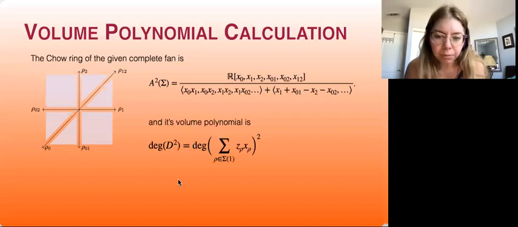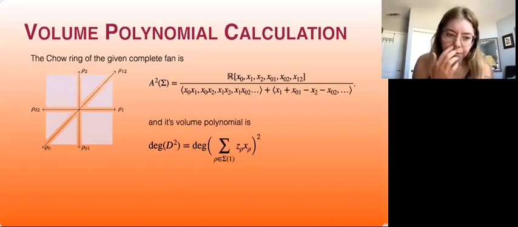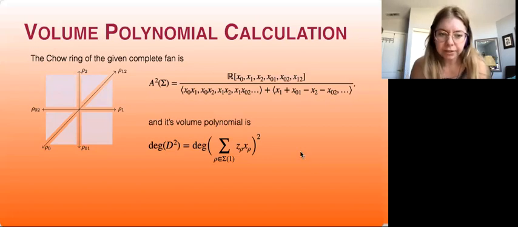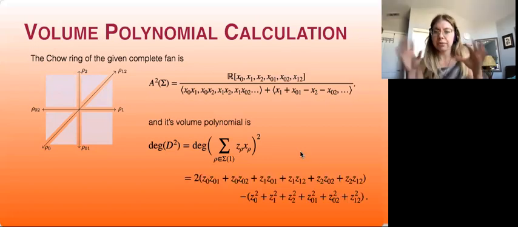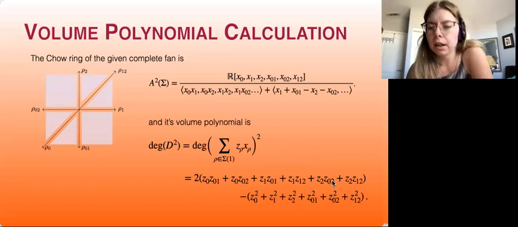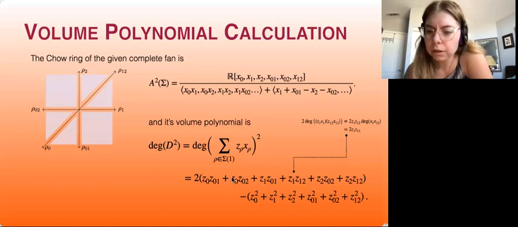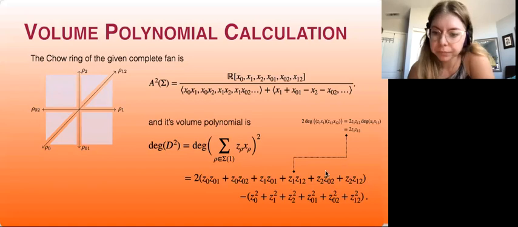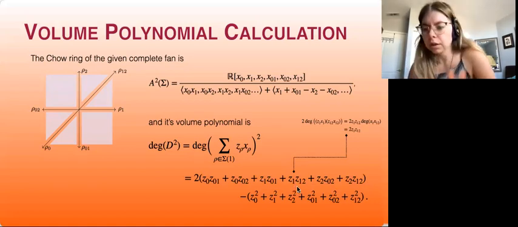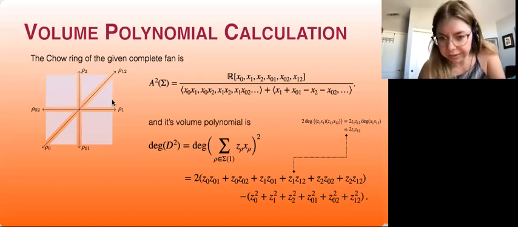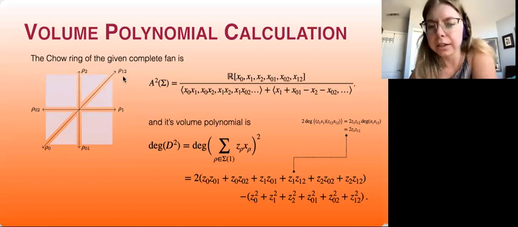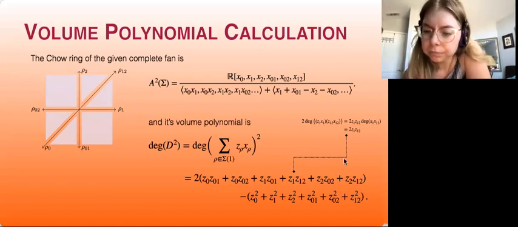The volume polynomial takes in this linear polynomial, squares it, and takes the degree map to give us this. Let's see how we got this. The mixed term monomials that we see here always correspond to faces of the fan. So let's take 1, 2. Here's the face between rays 1 and 2.